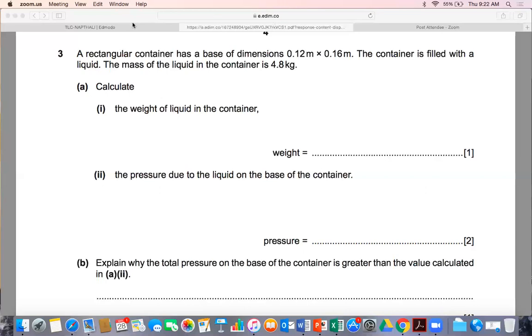Next, the pressure due to the liquid on the base of the container. I have pressure equals force over area. What is my area of the rectangular container? How do I find that? 0.12 times 0.16. Correct, so that will give me the area of the base. And then what is my force? What is the force acting on the base of the container? 48, yes, because that is the weight of the water.